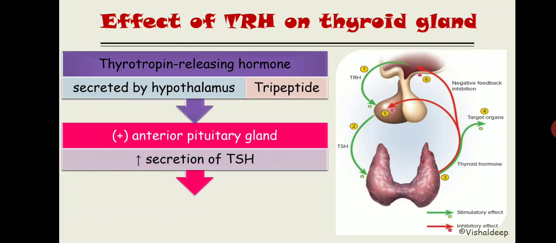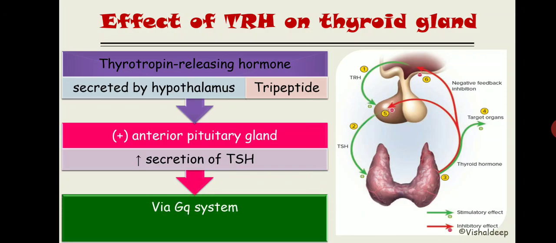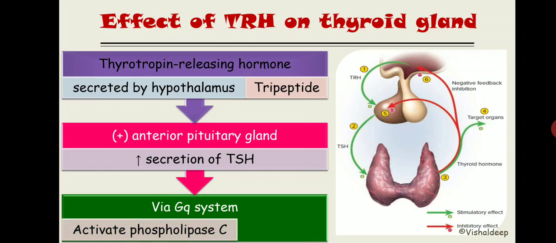Now this TRH will stimulate the anterior pituitary and increase the secretion of TSH, and the actual mechanism that TRH follows is the Gq system. Thyrotropin releasing hormone activates the anterior pituitary gland by the Gq system. And you know what happens once the Gq system is activated, it will activate phospholipase C, and ultimately the IP3 and DAG system will be activated. If you do not understand what the Gq system is, go through my first lecture, receptor and signaling 1.